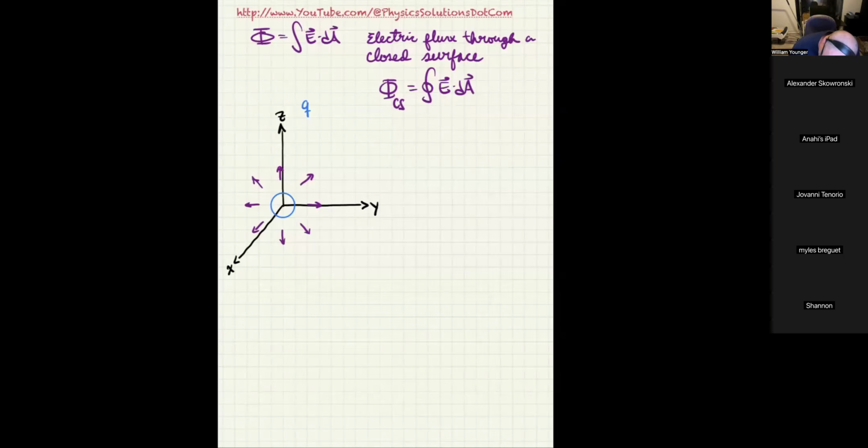So that's what I'm going to do. I'm going to surround it by a Gaussian surface. That Gaussian surface is going to be a sphere, if I can ever draw a sphere properly. It's going to be a sphere centered on the origin.